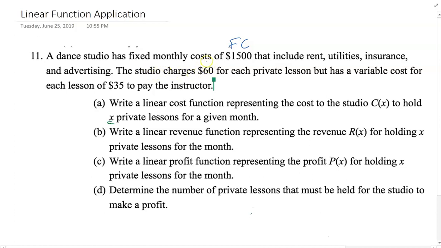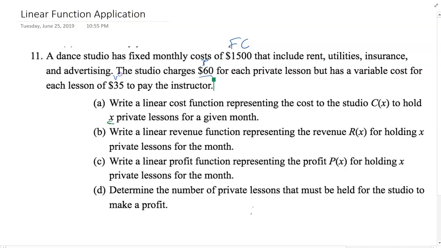Student charges $60 for private lessons, so that's the price of the lesson. And price in this case is a fixed number, but sometimes price can be written as a function as well, like 60 minus x, something like that. But your revenue then will be price times the amount of things that you sell.